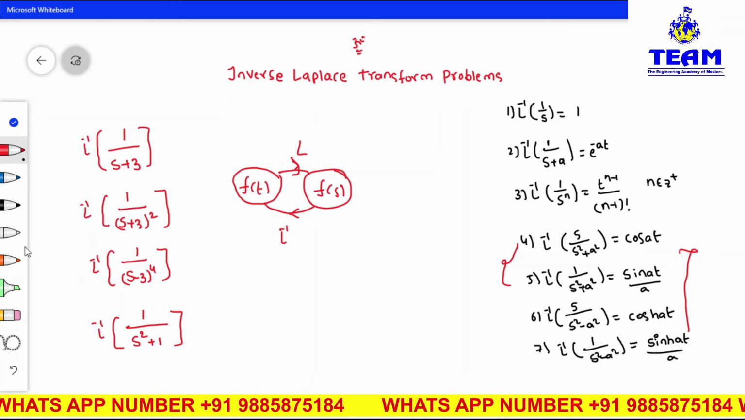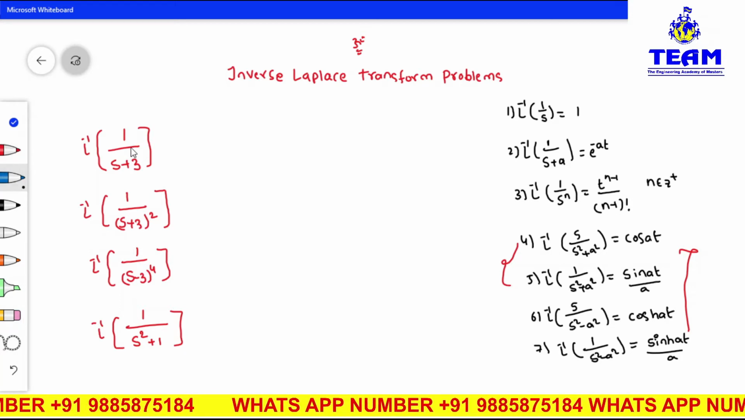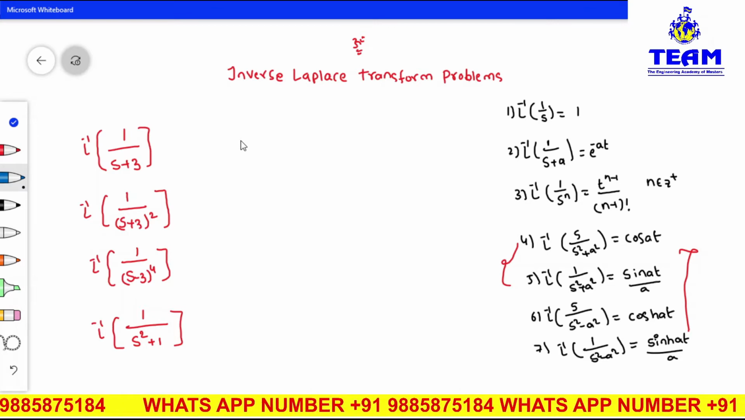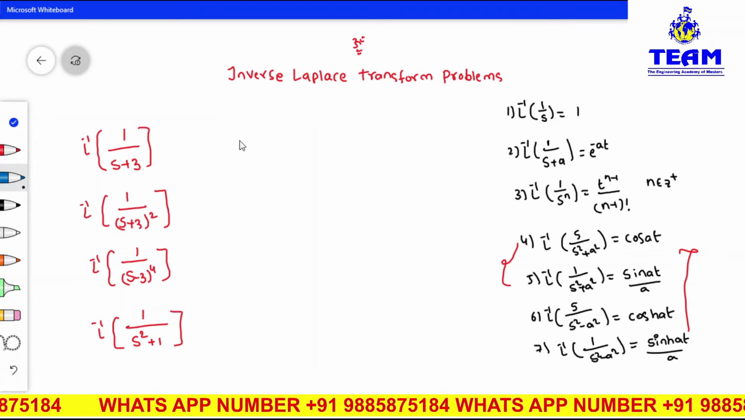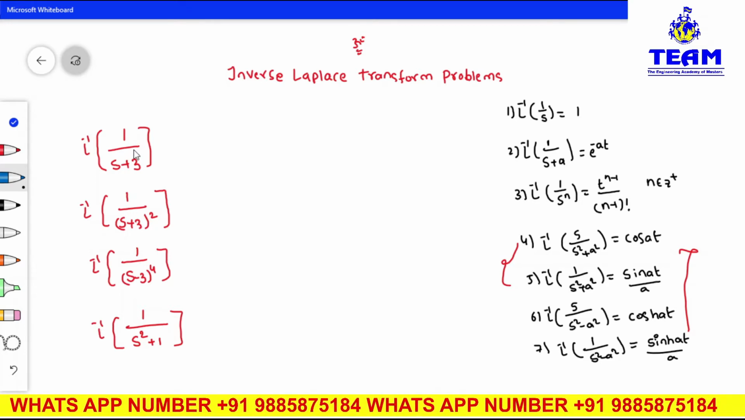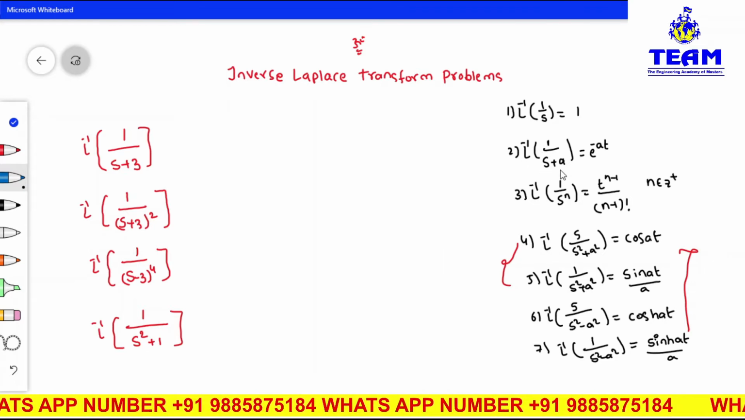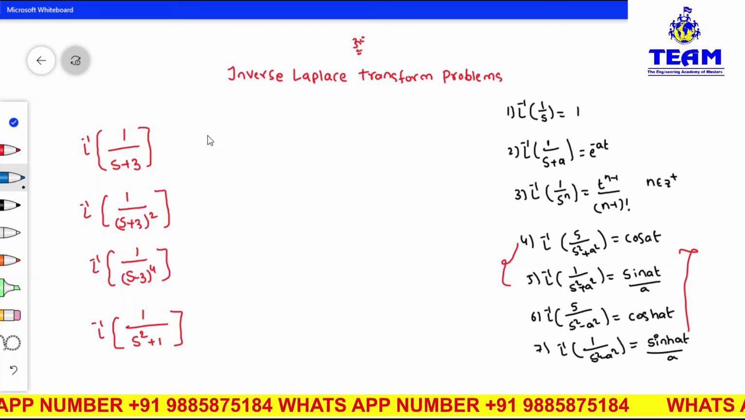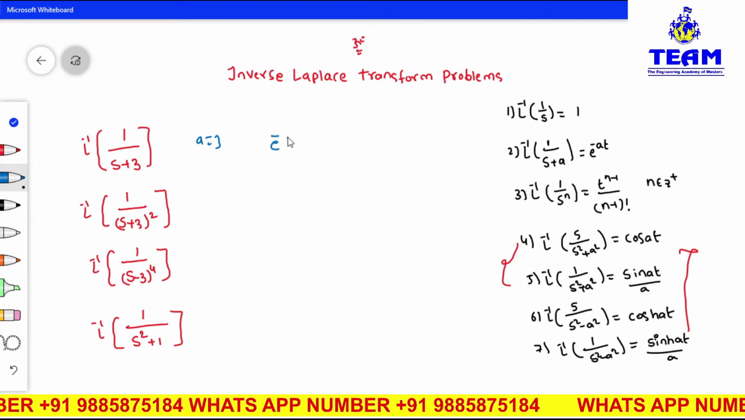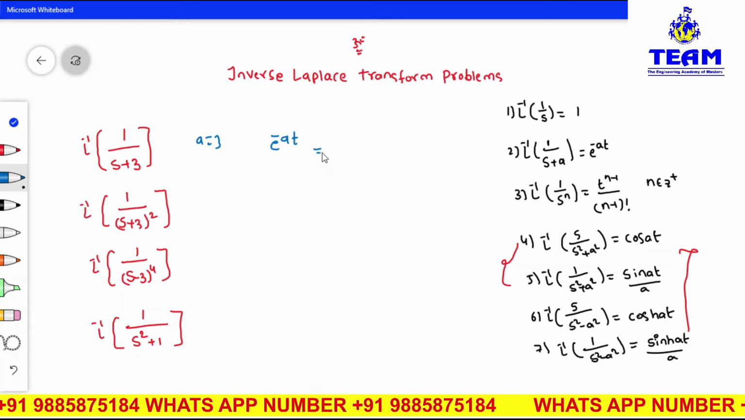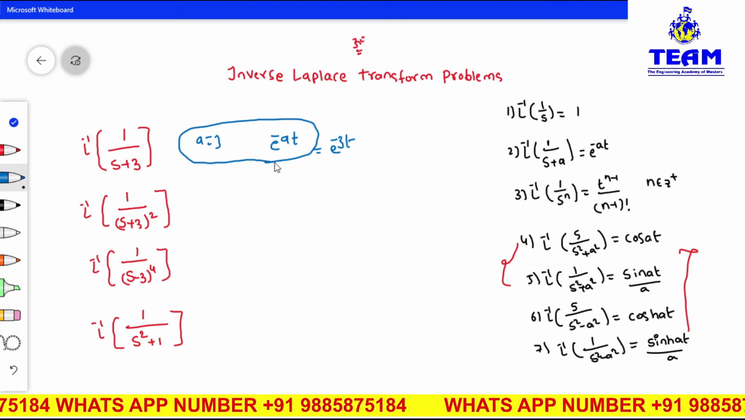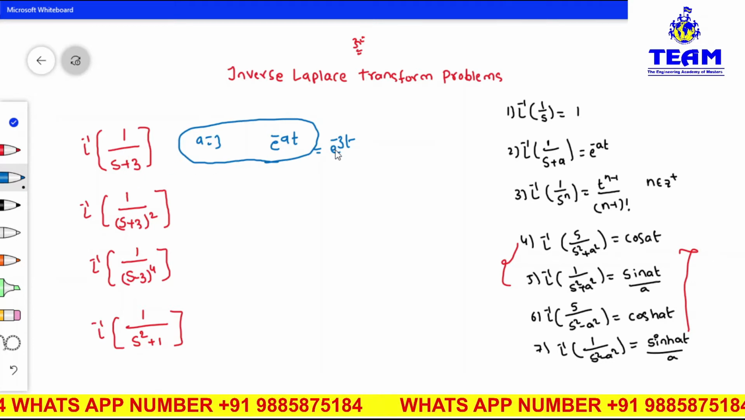Now I am going to solve the problems. First problem, you observe, given L inverse of 1 by s plus 3. Remember friends, if we have s plus 3, s minus 3, s plus a, s plus b, it means shifting theorem type, and an exponential function will come. This is in the form of L inverse of 1 by s plus a. So what is a here? You have 3, so a is equal to 3. Then we have e to the power of minus at, nothing but e to the power of minus 3t. Is it clear friends? Here a is equal to 3, which implies L inverse of 1 by s plus 3 is e to the power of minus 3t.